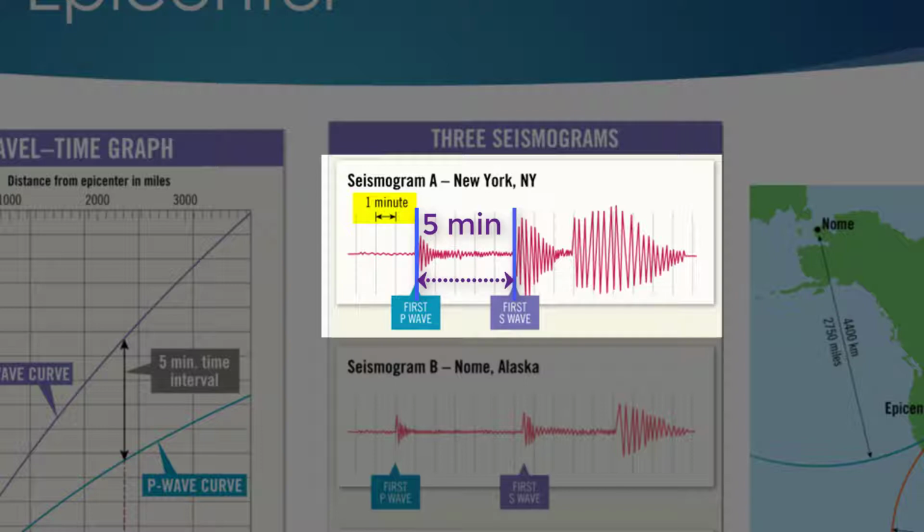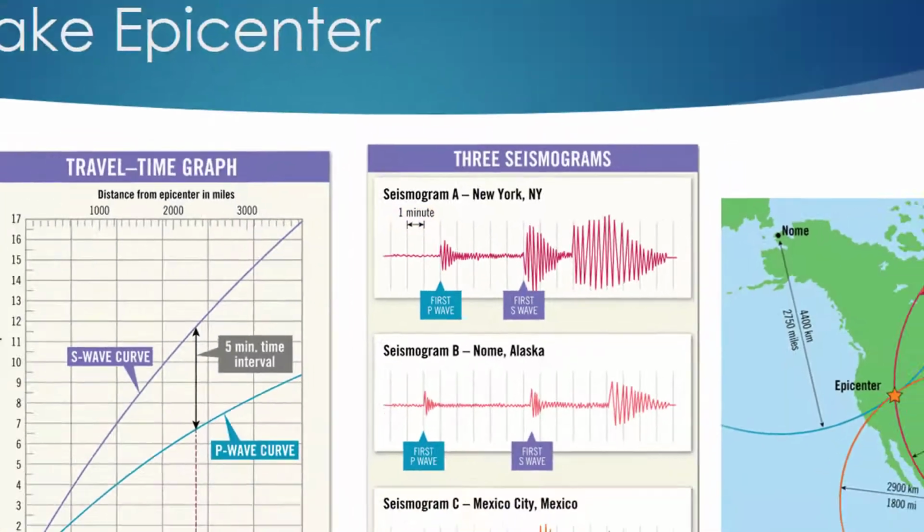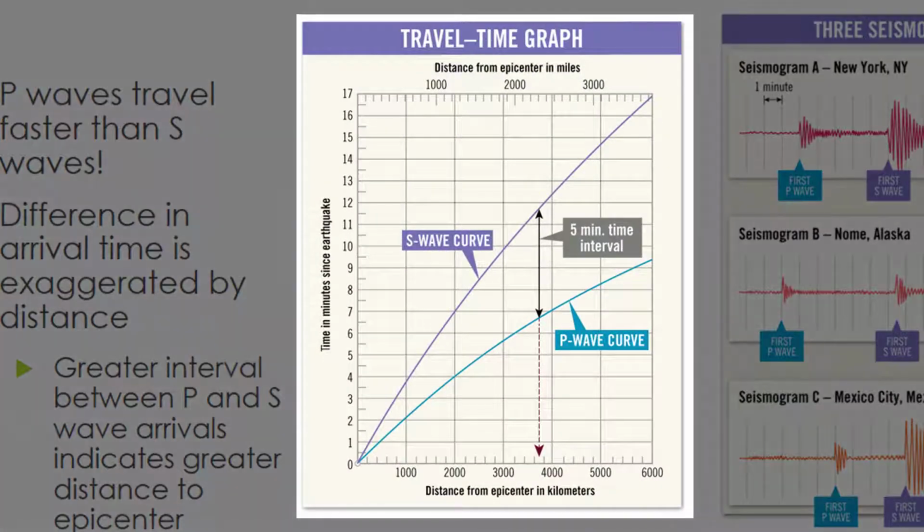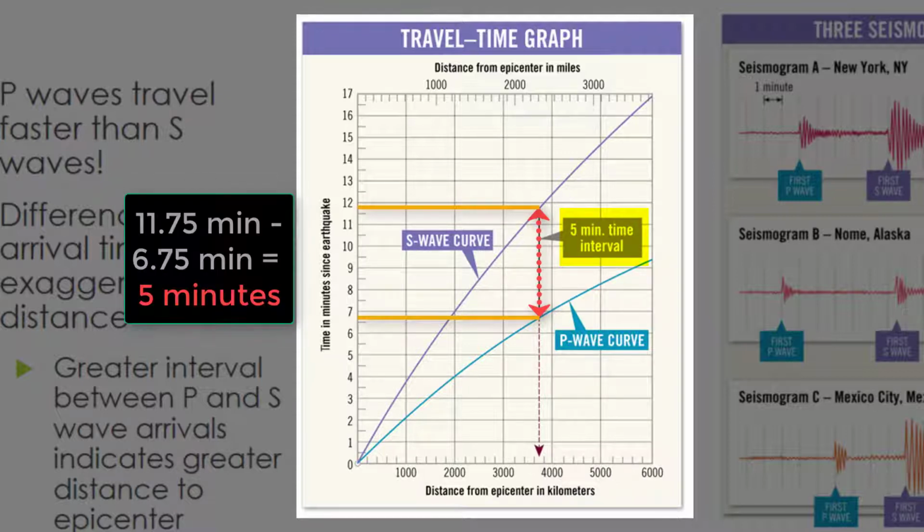the first S wave. Knowing the difference in time between the first P wave and the first S wave is 5 minutes, let's go back and look at our travel time graph. Already marked on this graph is that 5-minute difference shown here. And if you're wondering how we get that 5 minutes, the P wave curve seems to be close to about 6 3/4 minutes maybe, and the S wave curve seems to be very close to 11 3/4 minutes, while the difference between 11 3/4 and 6 3/4 is 5 minutes, based on my rough estimation for the times.